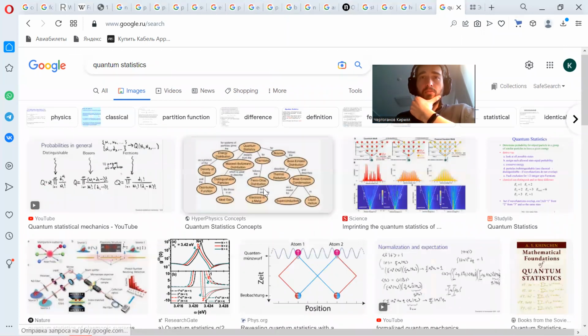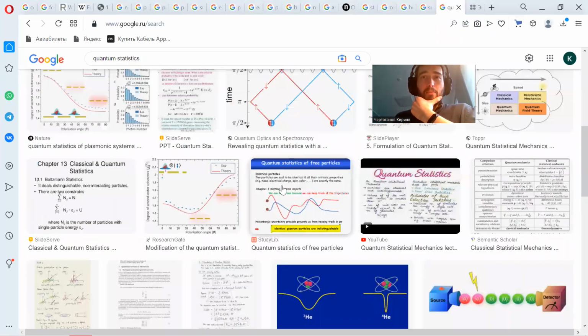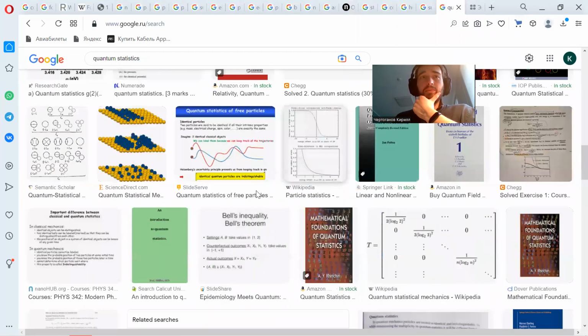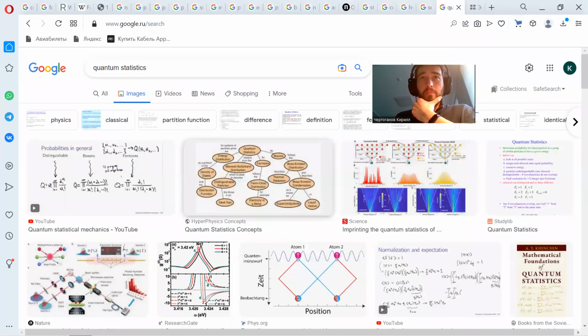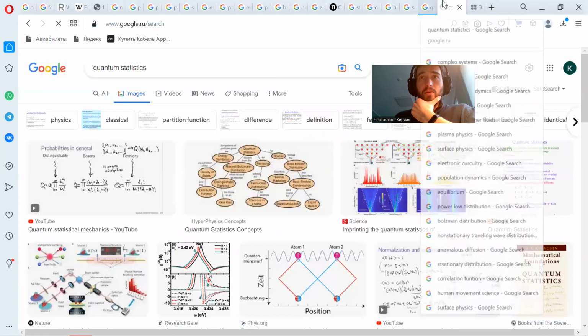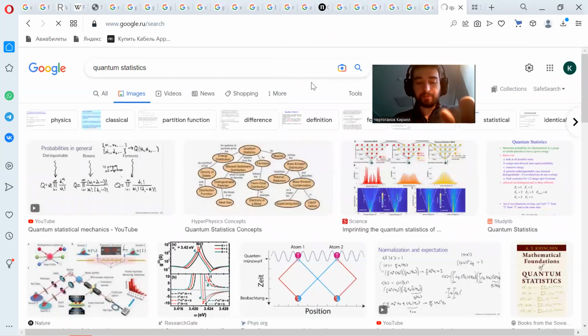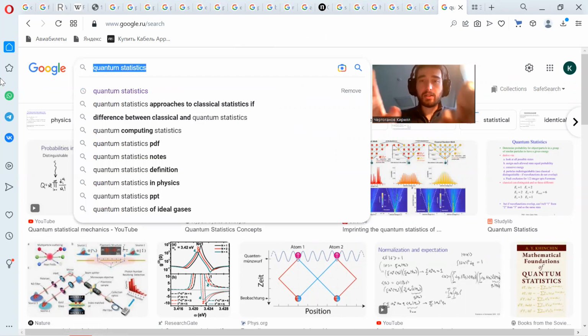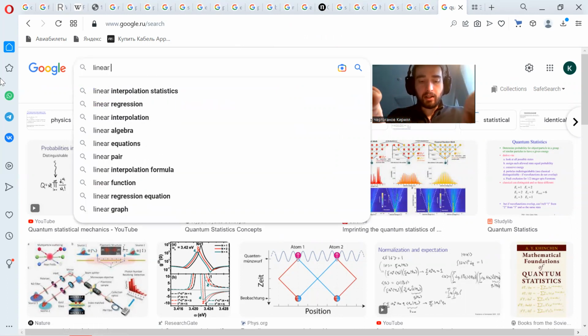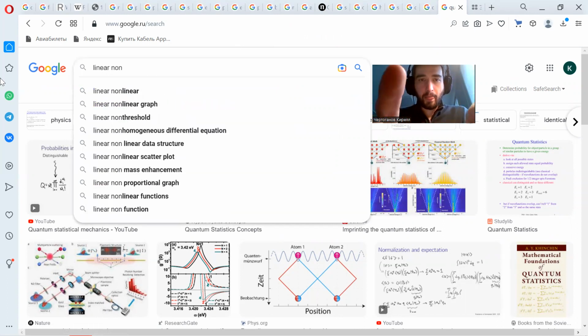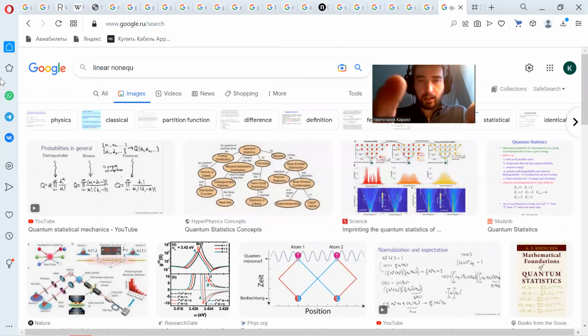Yeah, because there are also some particles. They move around, right? Very interesting. By the way, we also have linear non-equilibrium thermodynamics. That's here, linear non-equilibrium thermodynamics.